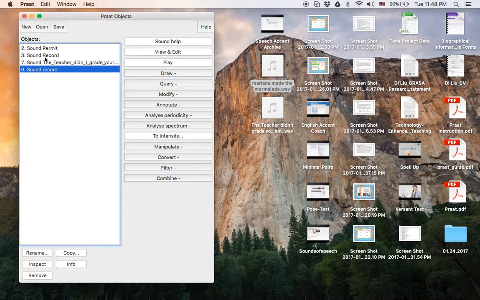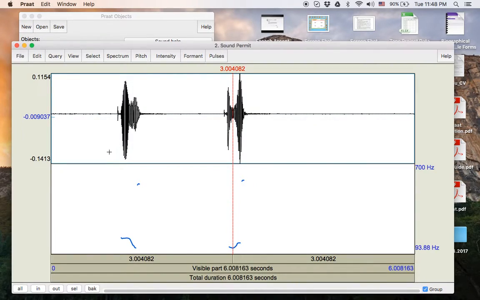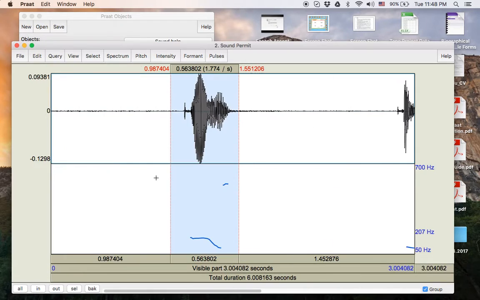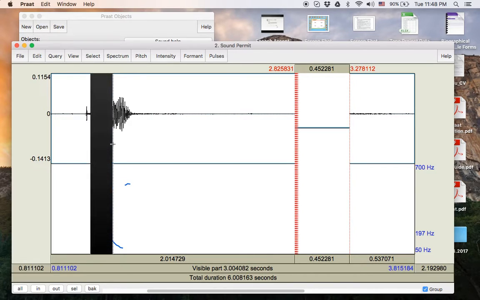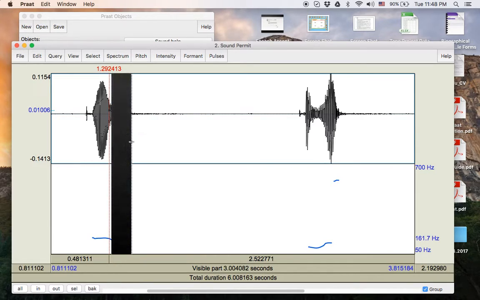So I have some samples right here. For example, using this you can teach permit versus permit. So this is permit, permit, and this is permit, permit. As you can see, each of these is a two-syllable word, and this is the first syllable, and this is the second syllable.